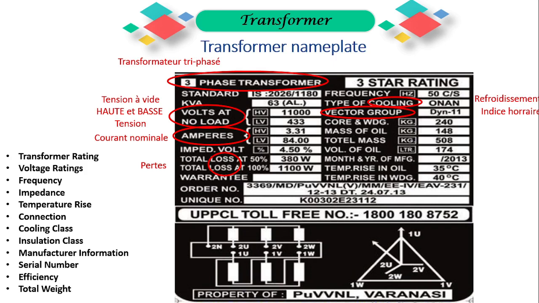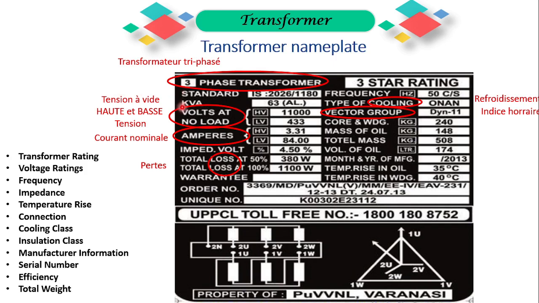Transformer rating. The kVAR rating. It represents the transformer's capacity to handle electrical power. Voltage ratings. Primary voltage. Specifies the input voltage. Secondary voltage. Indicates the output voltage. Frequency. The rated frequency, typically 50 Hz or 60 Hz for standard power systems. Impedance. The percentage impedance, %Z, which measures the transformer's ability to withstand short circuit conditions.